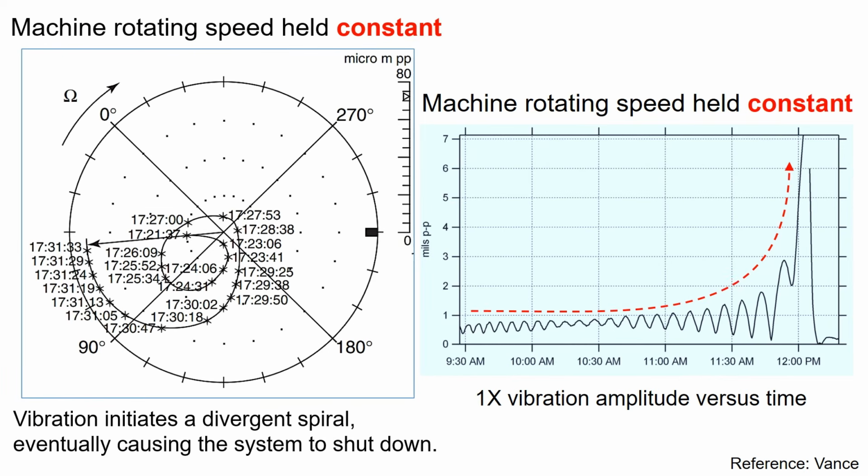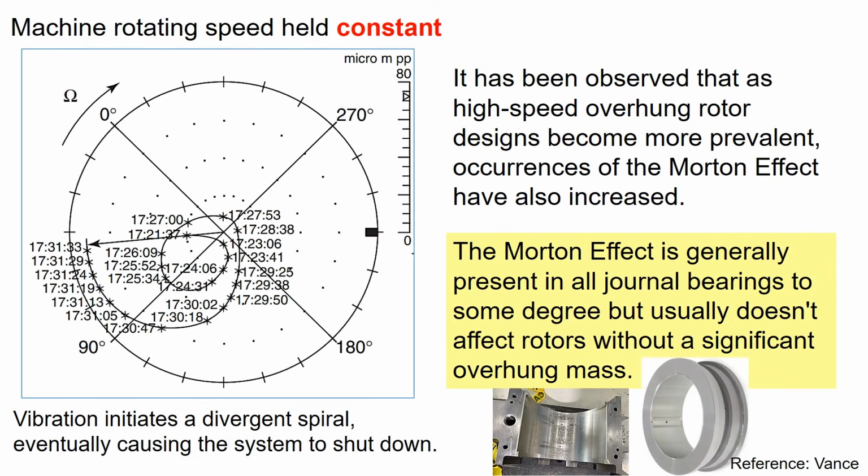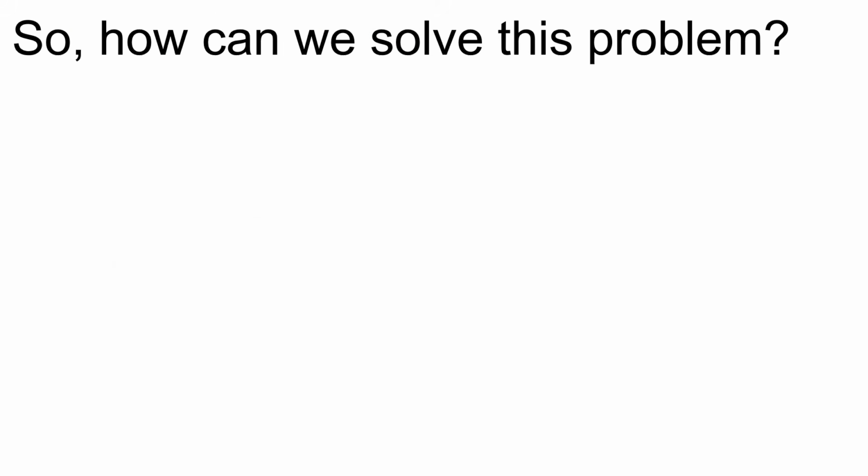Here's another graph illustrating how the Morton effect results in a divergent spiral vibration. It has been observed that as high-speed overhung rotor designs become more prevalent, the occurrence of the Morton effect has also increased. The Morton effect is generally present in all journal bearings to some degree, but usually does not affect rotors without significant overhung masses. So how can we solve this problem?